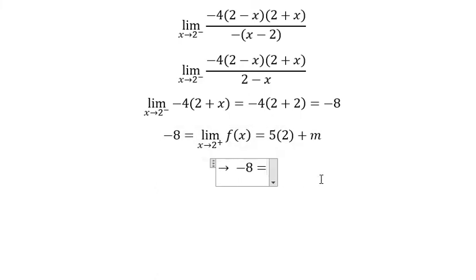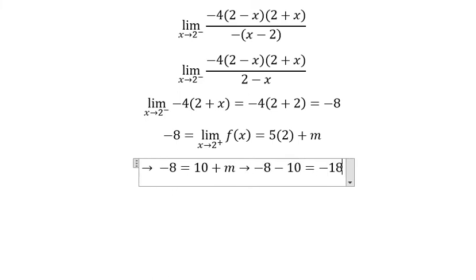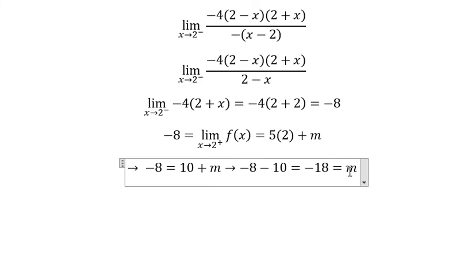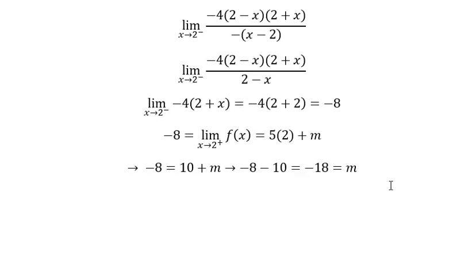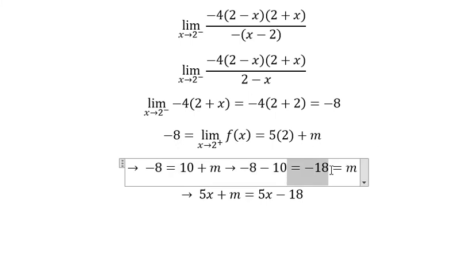Number 5 with number 2, we have number 10. And now I will move number 10 to the left. And we have it like this. Now we put negative number 18 going here, and we have m equals negative 18.